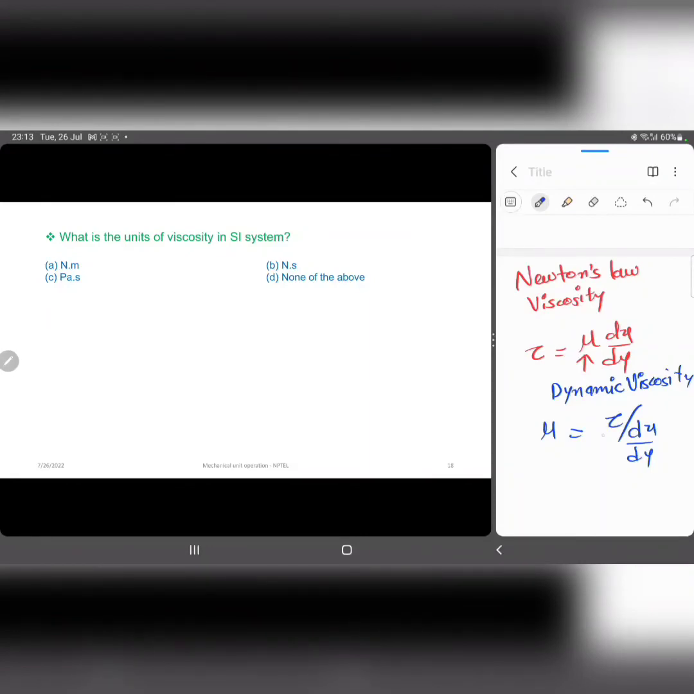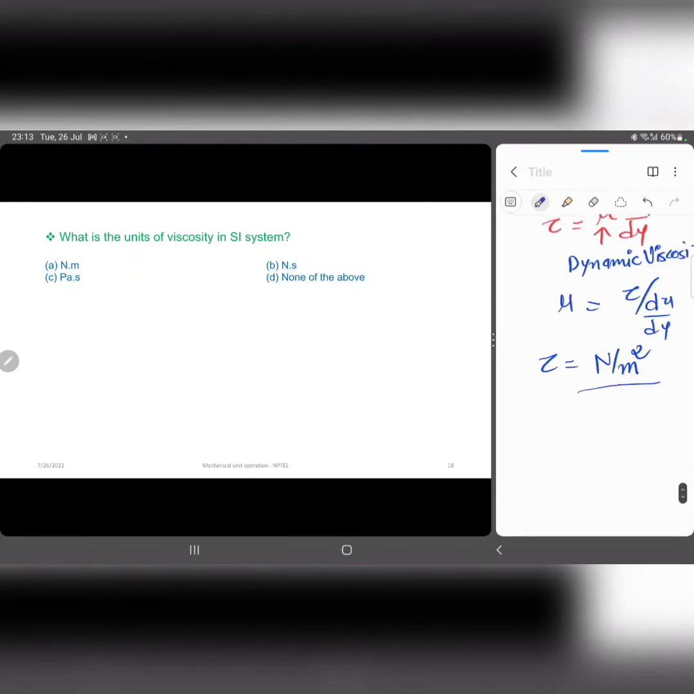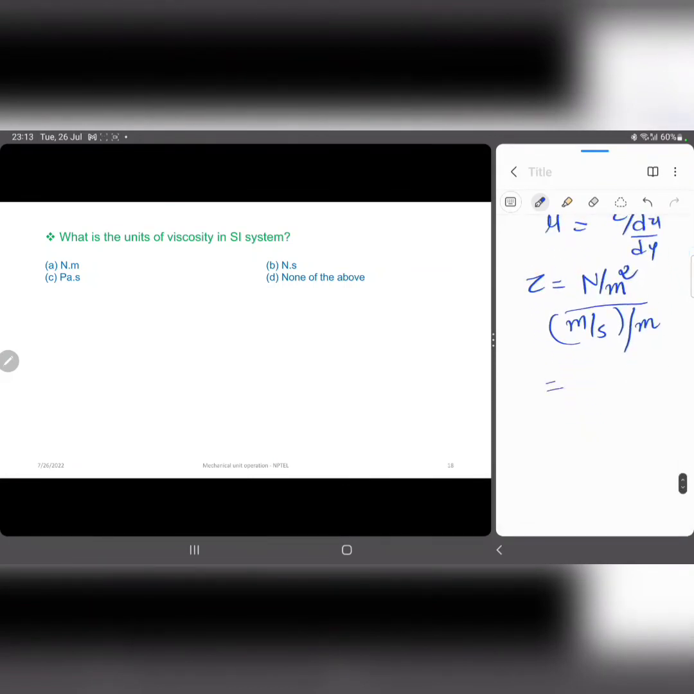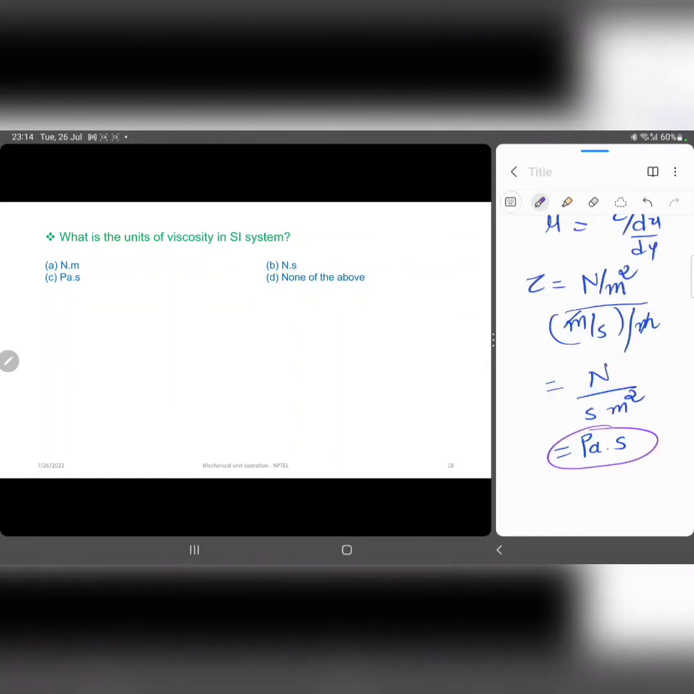Now tau is nothing but, as you can say, force divided by area. So it has a unit of Newton per meter square. And then du is meter per second, and dy is meter. If you do the calculation, then the meters cancel out, giving Newton second per meter square. But you know that Newton per meter square is also known as a Pascal. So the final answer is Pascal into second.